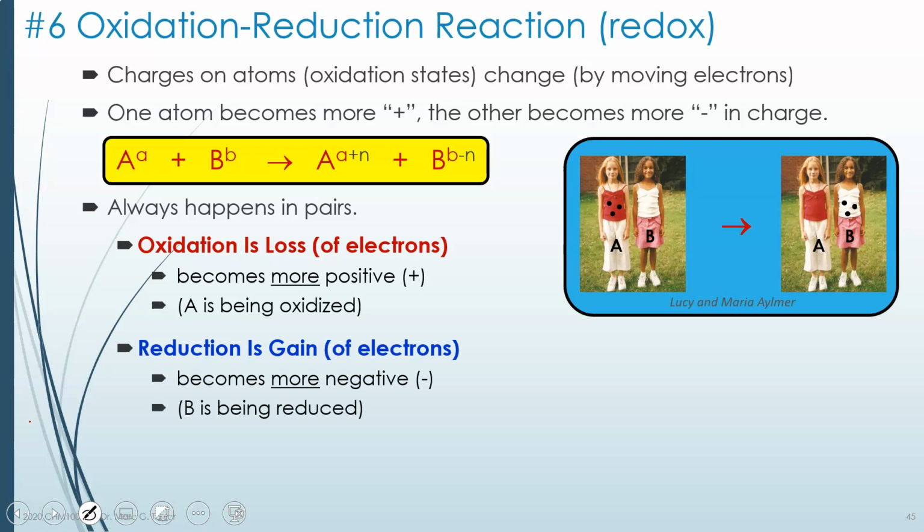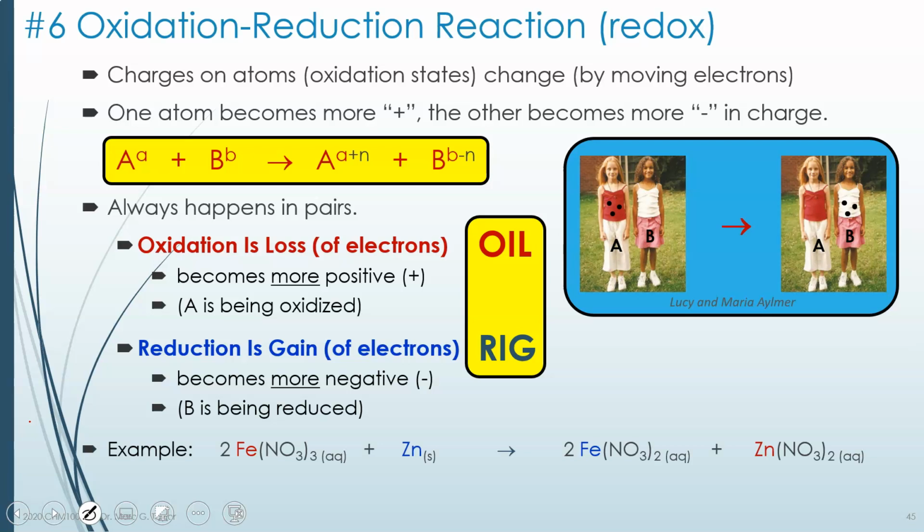Reduction is gain of electrons. So now we're talking about electrons. We're not talking about oxidation states. The reduction gains electrons. It becomes more negative. B is being reduced in this case. So oxidation is loss. Reduction is gain. OIL RIG. That's the way to remember it. Oxidation is loss, OIL. Reduction is gain, RIG.